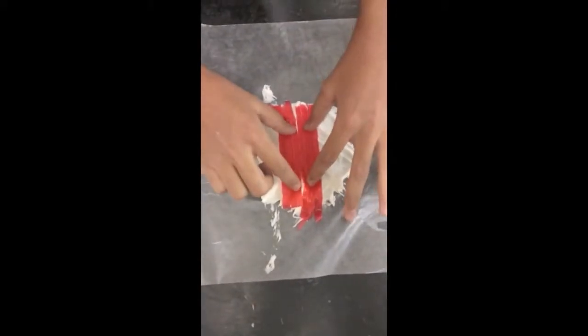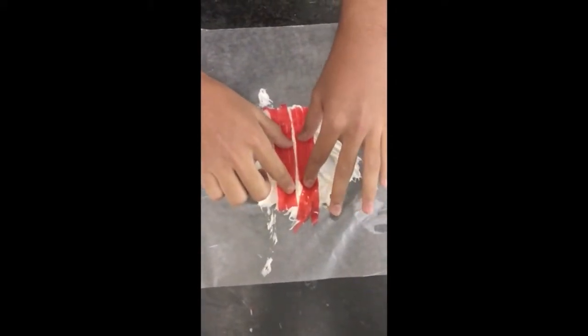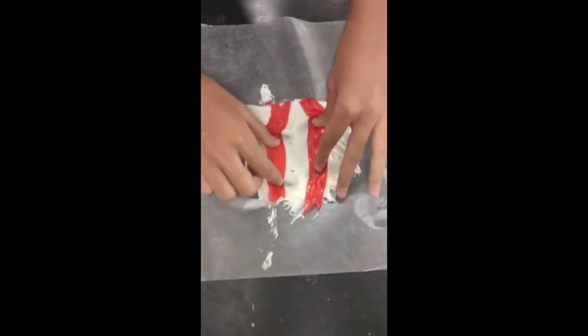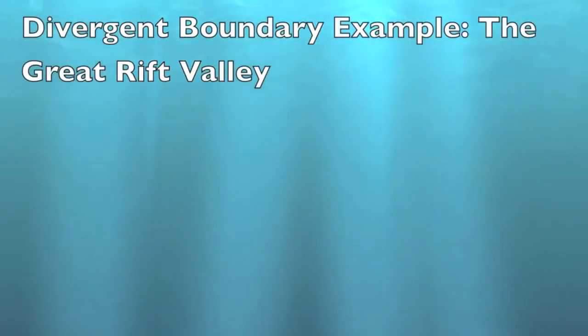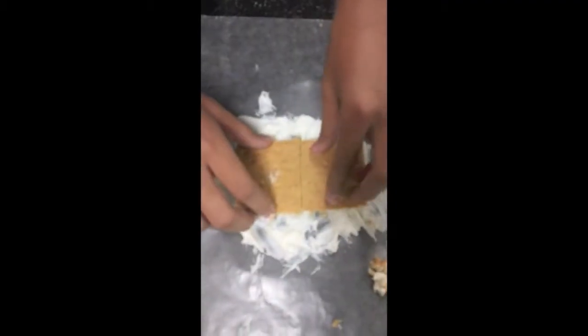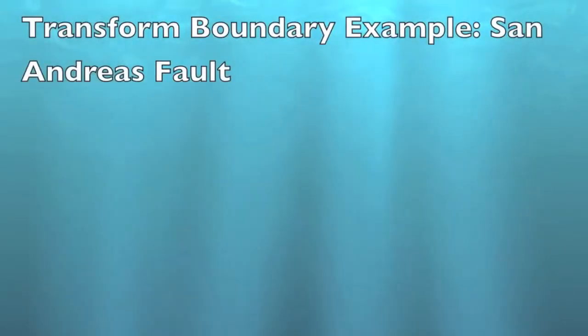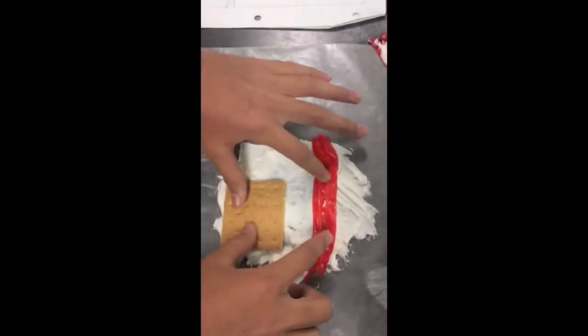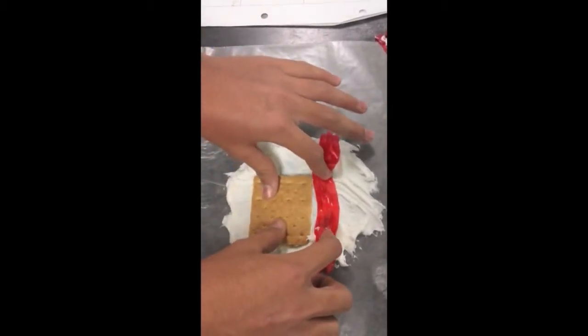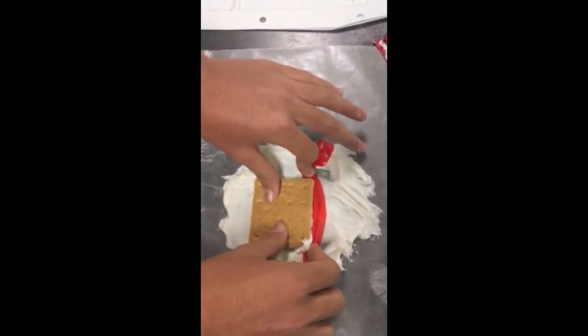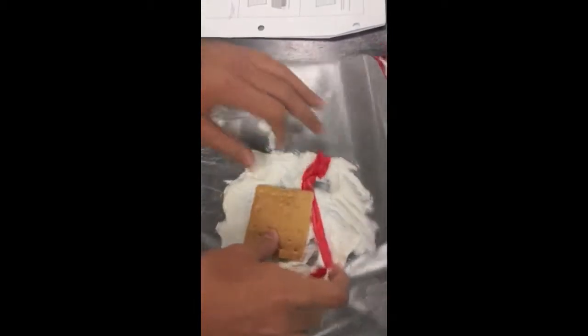Divergent plate boundary, oceanic to oceanic. This is where two plates move apart. Transform plate boundaries, where two continental plates move past each other in opposite directions. Convergent continental to oceanic crust collision. Subduction occurs.